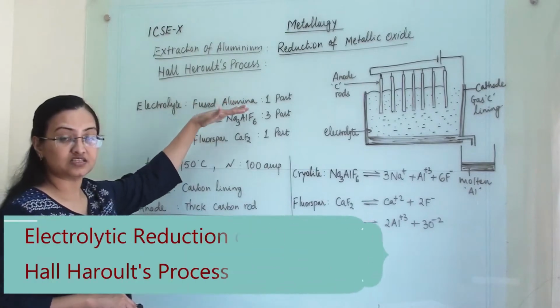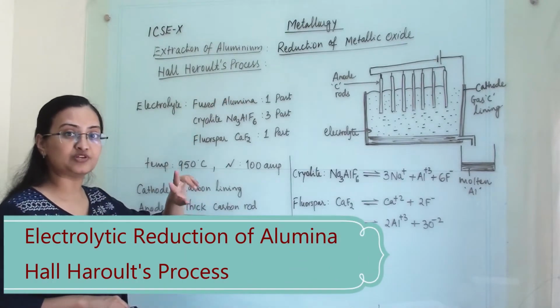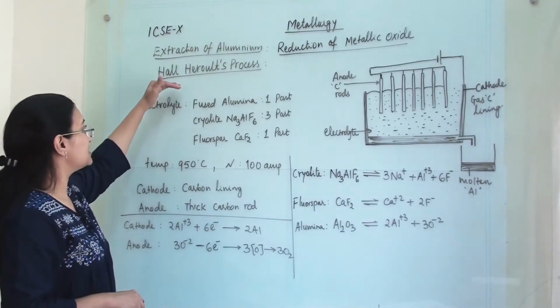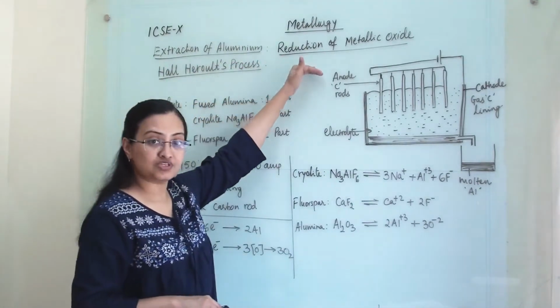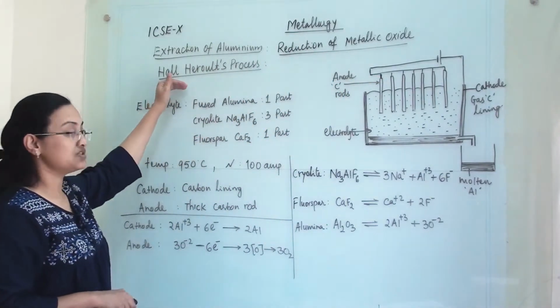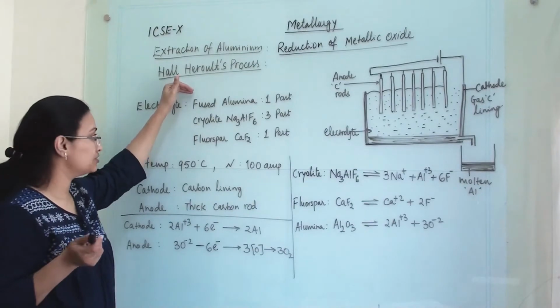This is the third step. We have skipped the second step in between because our ore is already in the oxide form. So this is the third step. We are reducing pure alumina to metal. Now this process is also known as the Hall-Héroult process.